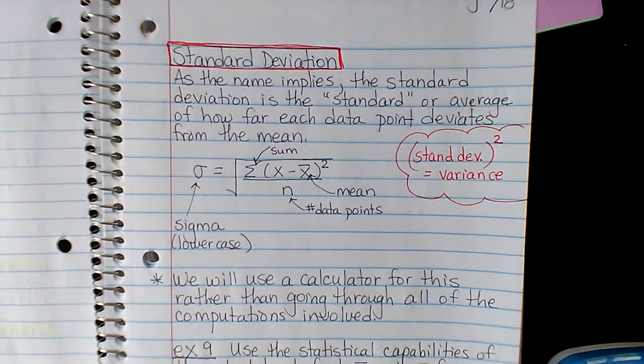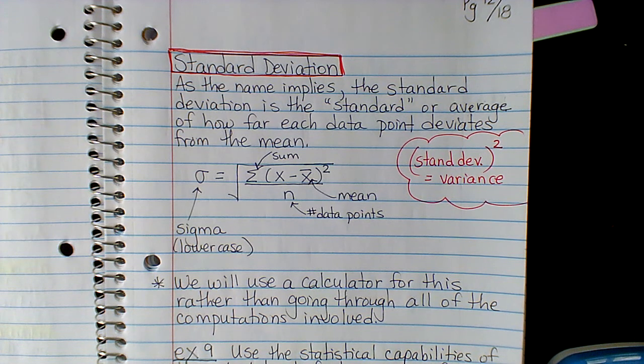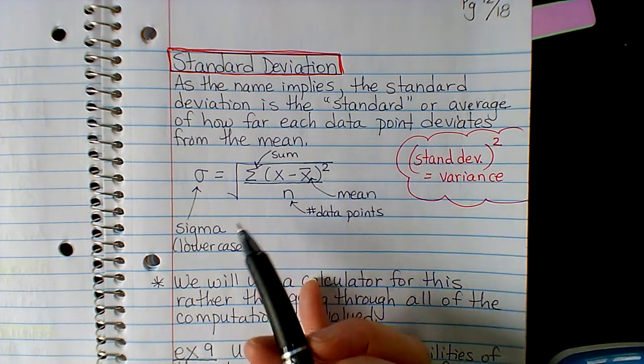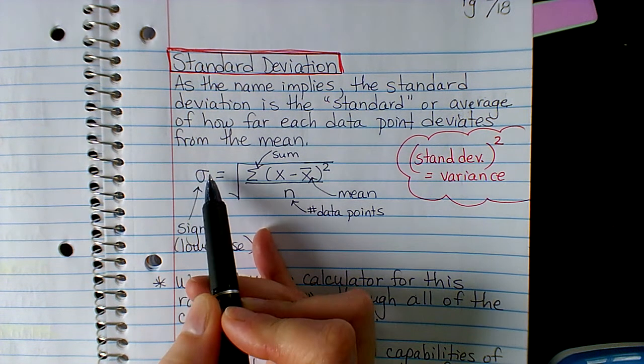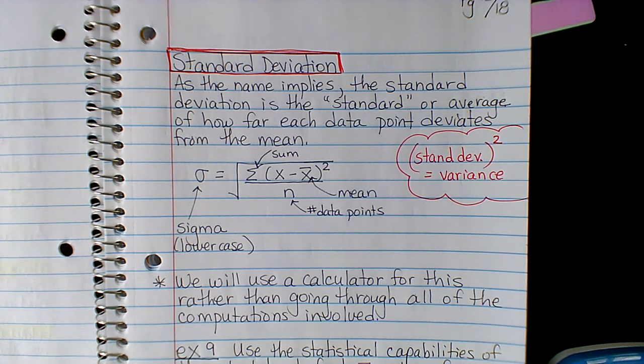All right, next up is standard deviation. Now, the standard deviation, as the name implies, is just the standard or the average of how far each data point deviates from the mean. All right? So we use this little symbol right here. That's a lowercase sigma, Greek letter sigma.